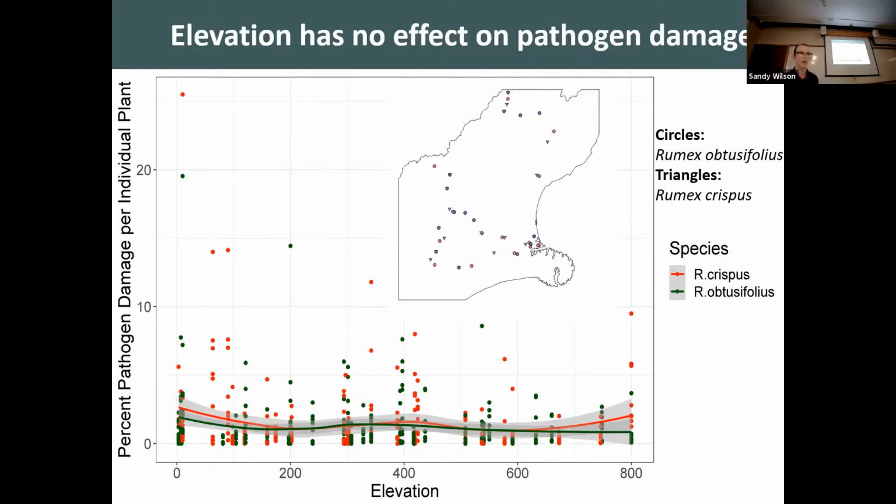I found that elevation had no effect on pathogen damage, as you can see through the percent pathogen damage staying roughly the same across all of the elevation. And this was not what I had hypothesized, as I had hypothesized that as elevation would increase, then the percent pathogen damage would go up, as I would have expected that increased elevation would mean less suitable conditions for the Rumex plants.